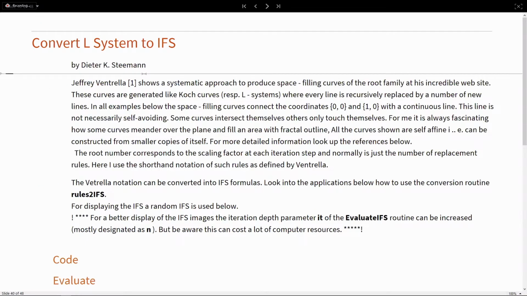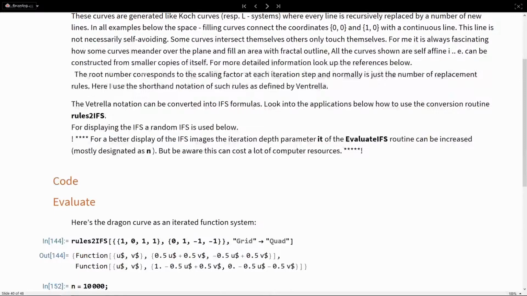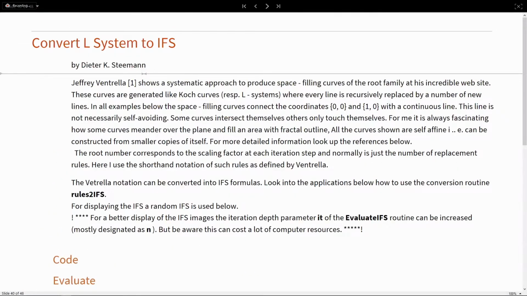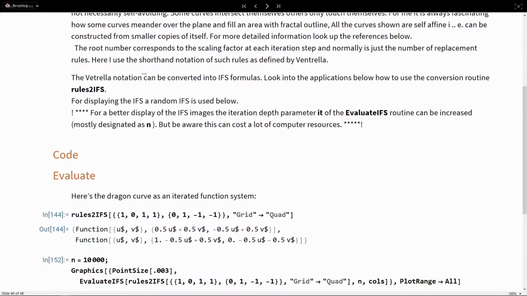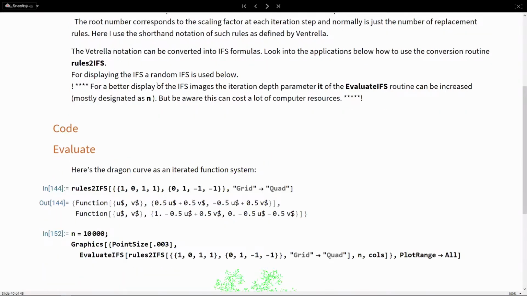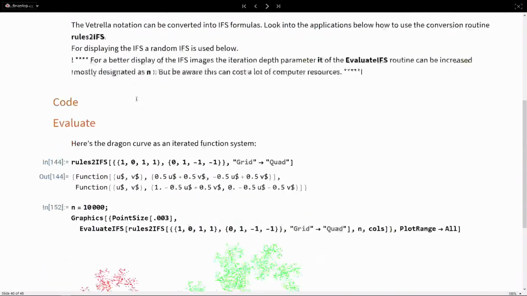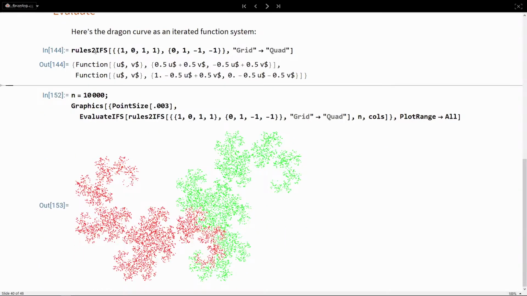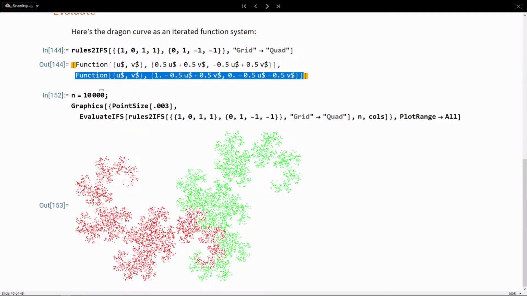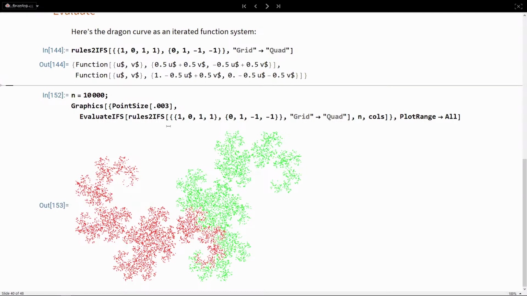So we can convert L systems to iterated function systems. So I've just shown two iterated function systems. Once we have the Ventrella notation, we can look at the dragon curve, and here's a set of two functions, and when we evaluate these 10,000 times, we get the dragon curve as a set of randomly generated dots. So iterated function systems and space filling curves happen to be related to each other.